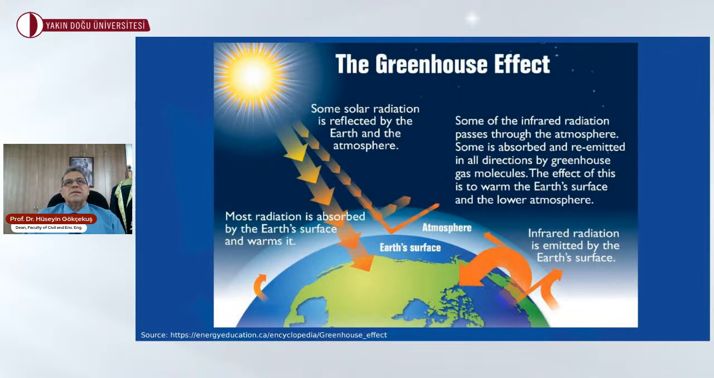This figure shows us the mechanism of the greenhouse effect. Some solar radiation is reflected by the Earth and the atmosphere. Most radiation is absorbed by the Earth's surface and warms it. Some of the infrared radiation passes through the atmosphere. Some is absorbed and re-emitted in all directions by greenhouse gas molecules. The effect of this is to warm the Earth's surface and the lower atmosphere.